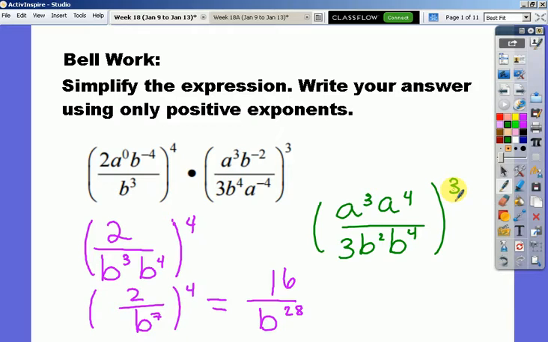So before I take it cubed, what do I do? Yeah, add the a powers and the b powers. Why can I add them again? They have the same base. Why is it b to the 4th power? Because I'm looking at this b to the 4th power on the bottom.